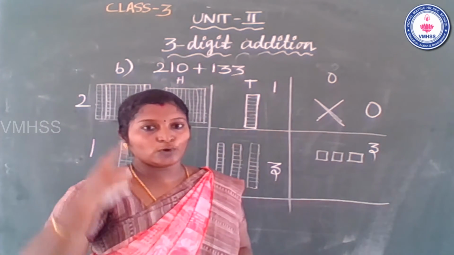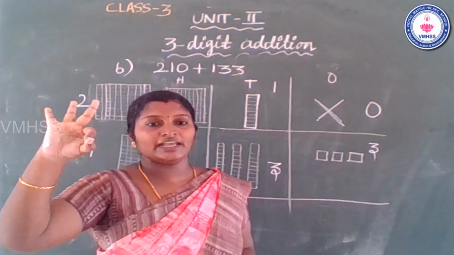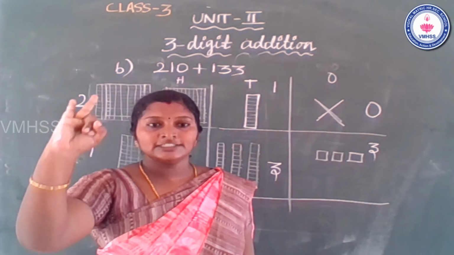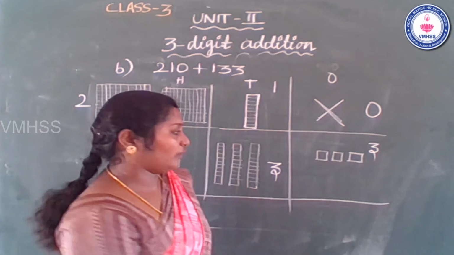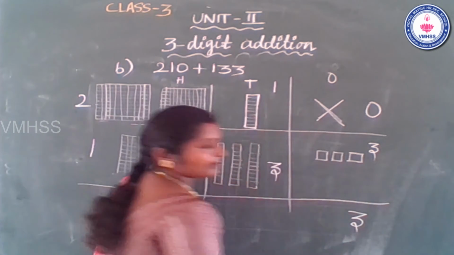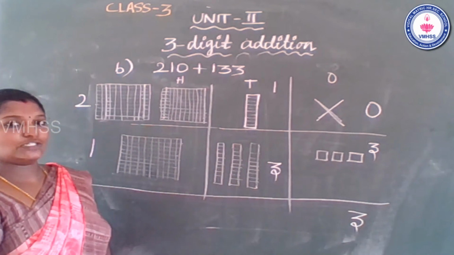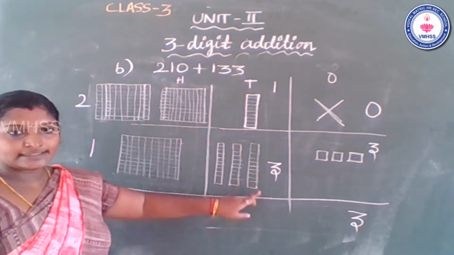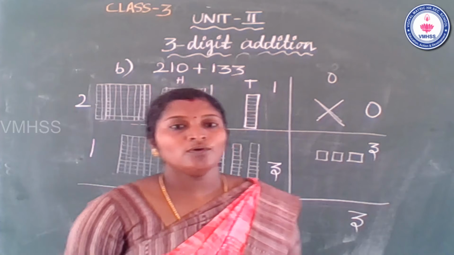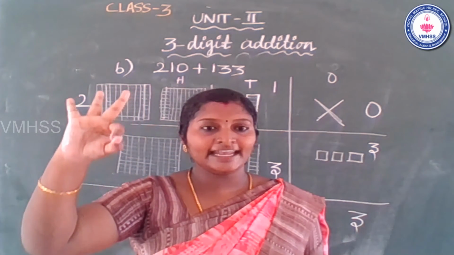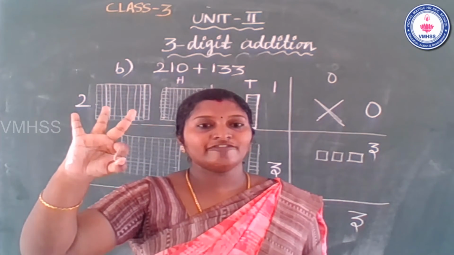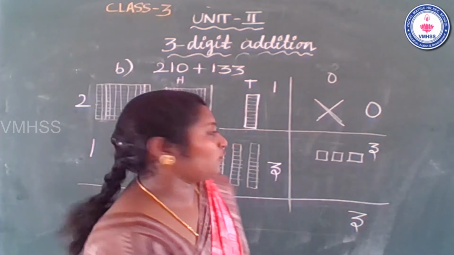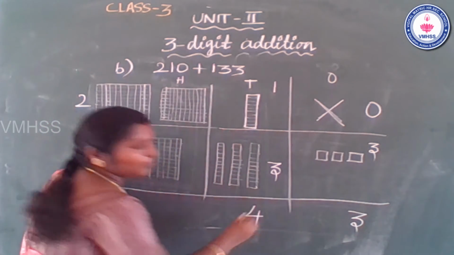0 plus 3. 0 in the mind, 3 in the finger, 0 after, starting with 1, 2, 3. Okay, so the answer is 3. Okay, students. So next one, what is the tens place value? So 1 and 3. Okay. So 1 in the mind, 3 in the finger, 1 after, 2, 3 and 4. So we get the answer 4.